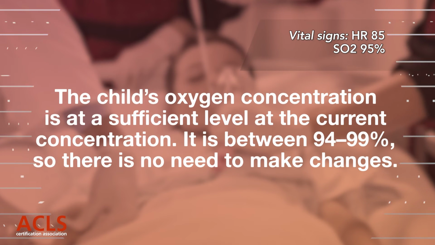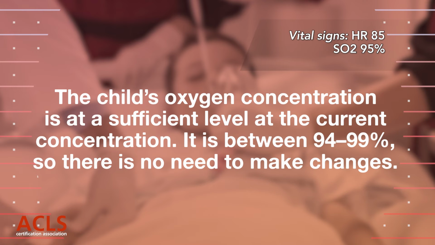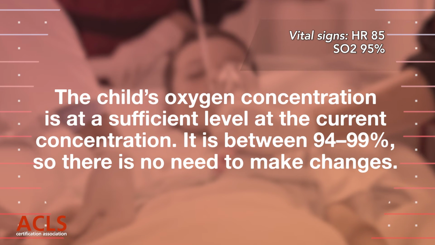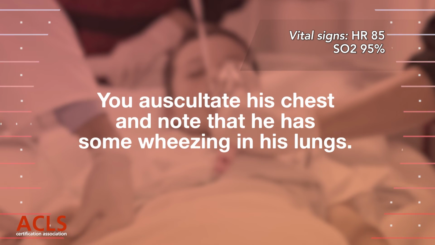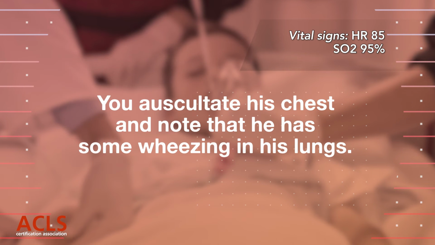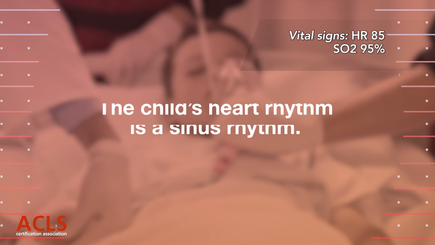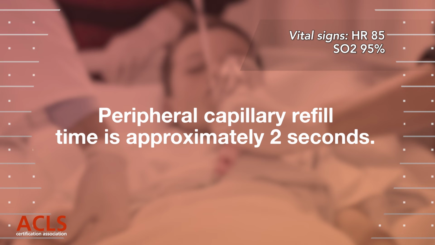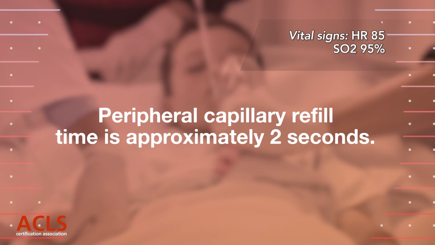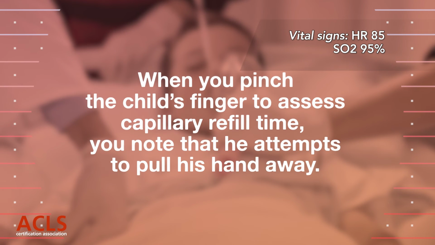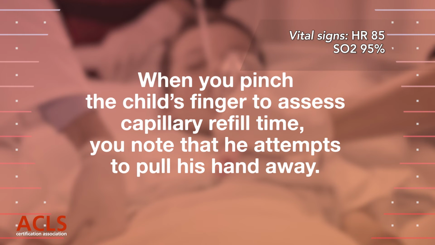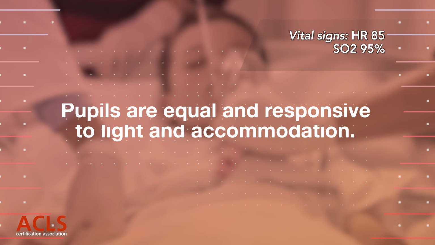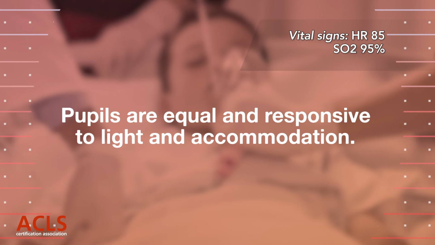The child's oxygen concentration is at a sufficient level at this concentration, so there is no need to make any changes. You auscultate his chest and note that he has some wheezing in his lungs. The child's heart rhythm is a sinus rhythm. Peripheral capillary refill time is approximately 2 seconds. When you pinch the child's finger to assess capillary refill time, you note that he attempts to pull his hand away. Pupils are equal and responsive to light and accommodation.